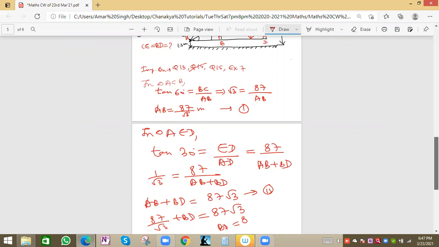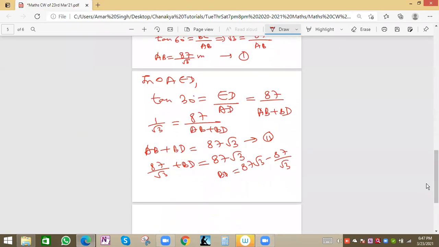BD only we have to find: 87 root 3 minus this AB value, 87 by root 3. We can solve this equation to get the final value of BD. So BD will be 87. We better take 87 common. So this will be root 3 minus 1 by root 3. Correct. So hence BD will be equal to 87, and this we can take root 3 as LCM.